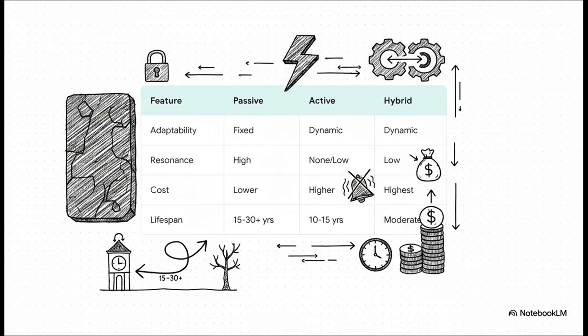Think about how adaptability scales from totally fixed to fully dynamic, while your resonance risk drops from high down to near zero. But you also have to weigh that initial cost scaling up to the highest bracket. And finally, lifespan. The passive filter definitely wins the longevity race at 15 to 30 years, while the active filter will generally need replacement around that 10 to 15-year mark.